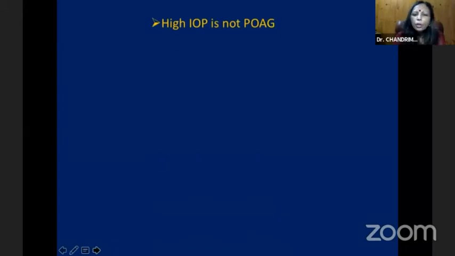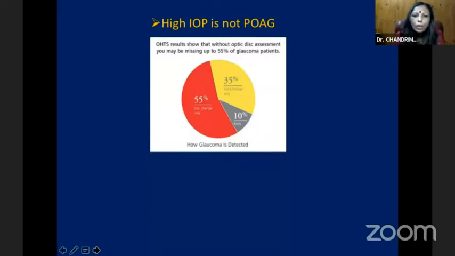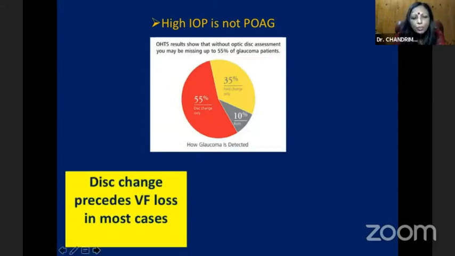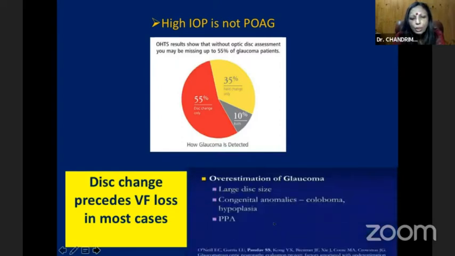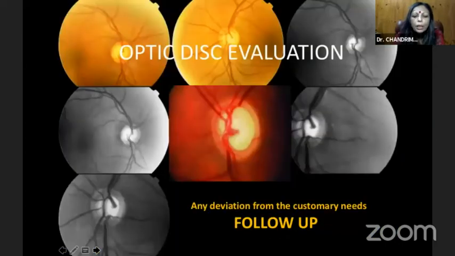High intraocular pressure is not primary open angle glaucoma. The AIOC study showed us that without optic disc assessment, you may be missing up to 55% of glaucoma patients. And disc change precedes visual field loss in most cases. Overestimation of glaucoma may happen with large size discs, congenital anomalies like coloboma and hypoplasia, and peripapillary atrophy. So any deviation from the customary needs a follow-up.